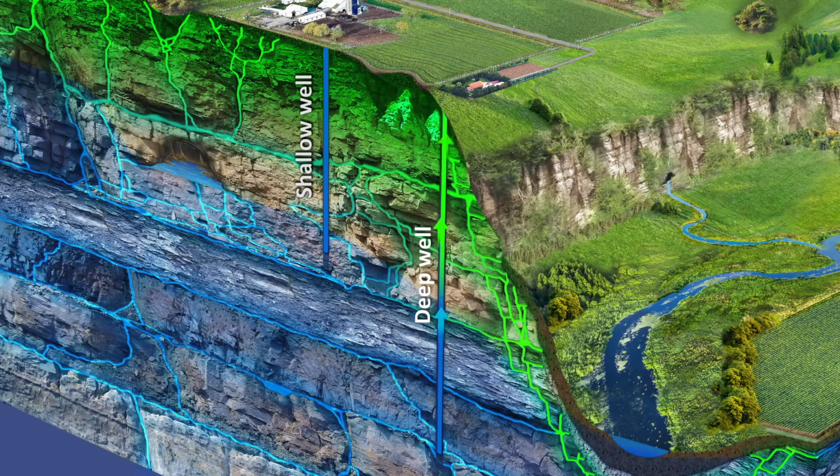This can help explain why a deeper, poorly constructed well might have higher nitrate compared to a shallower, properly constructed well.